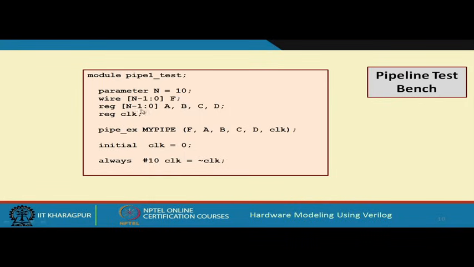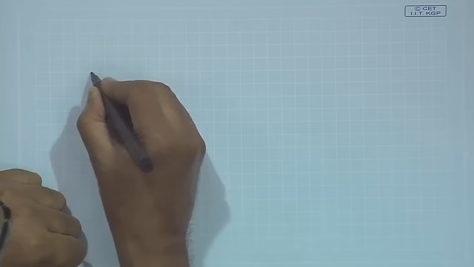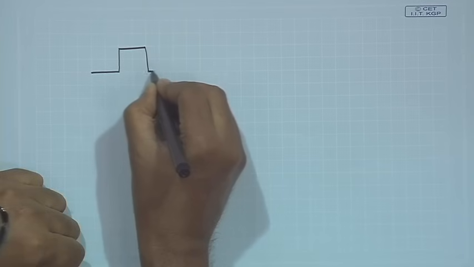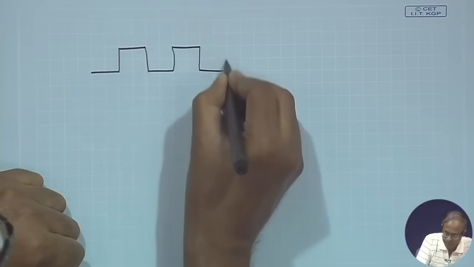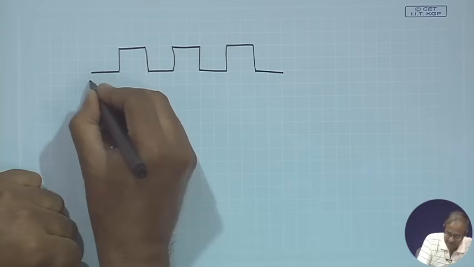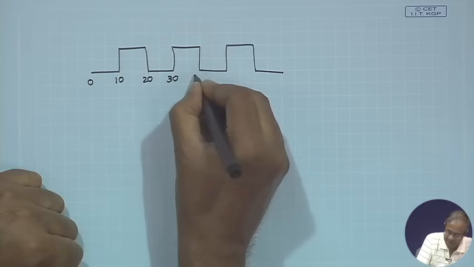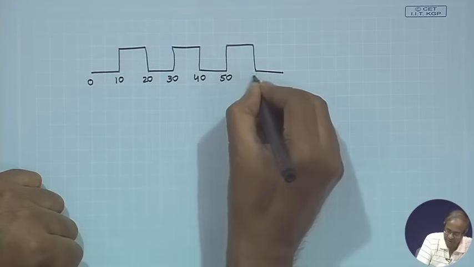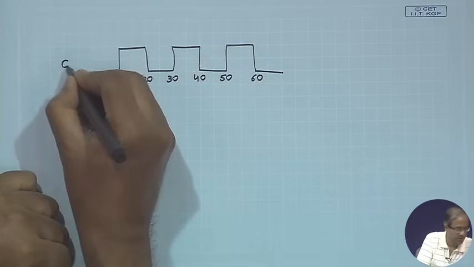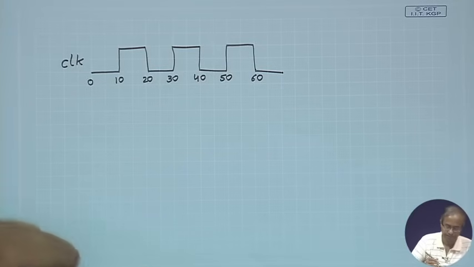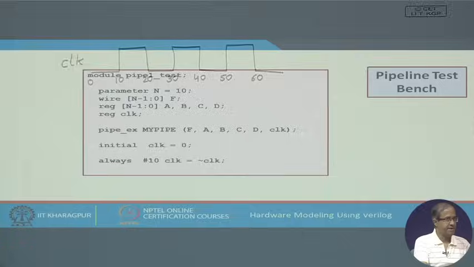So, in a similar way these are all 10-bit values, and we are applying a clock. You see the way we are applying clock is 0 and with a delay of 10 we are complementing it. So, the clock will be like this. If this is 0, this will be 10, this will be 20, this will be 30. So, after 10 intervals the clock is toggling, changing state, right. This will be our clock, right.